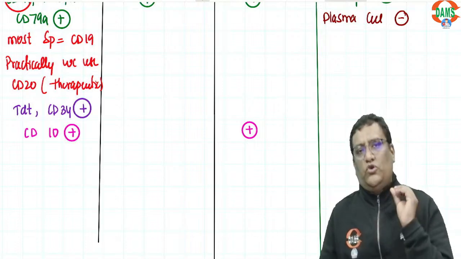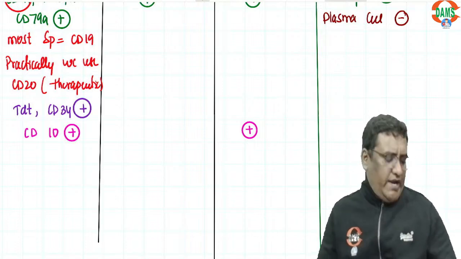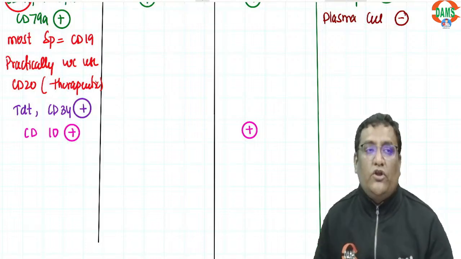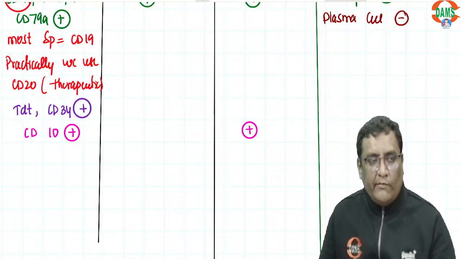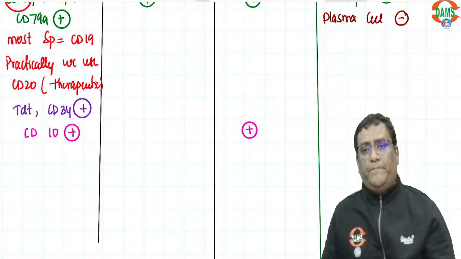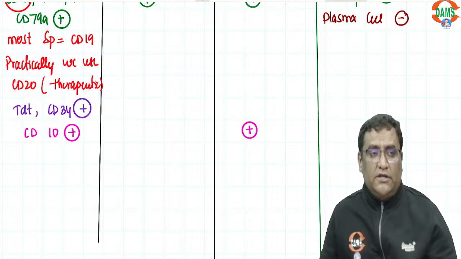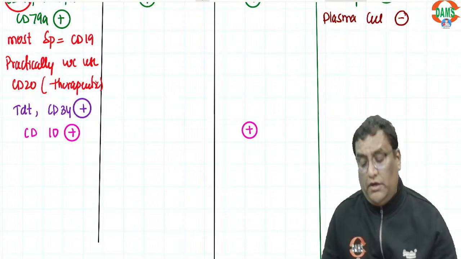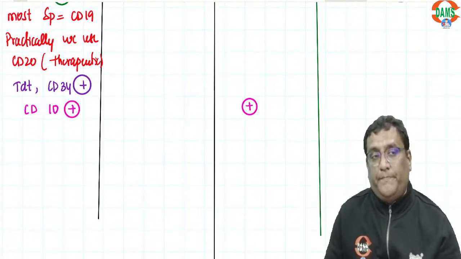So tell me now, two things I'll give you. A cell is CD20 and CD10 positive. What are your differential diagnoses? What could this cell be? CD20 positive and CD10 positive.